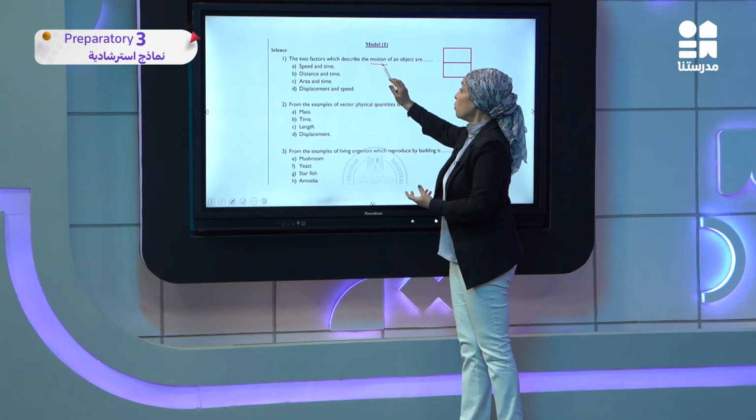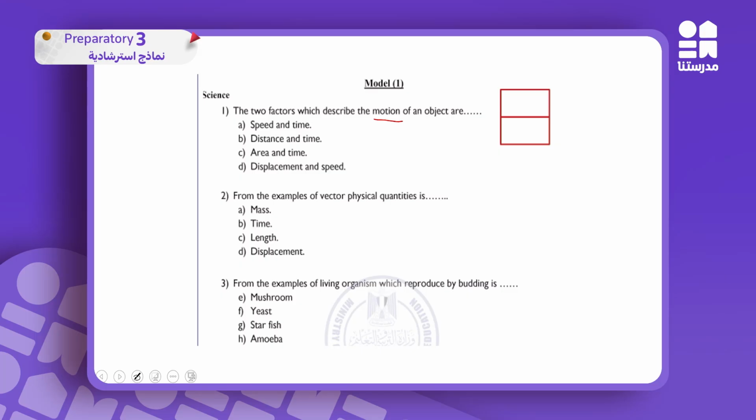Here, what are the two factors that affect the motion? Is it speed and time, distance and time, area and time, or displacement and speed? So we are going to choose the simplest one, which is distance and time.